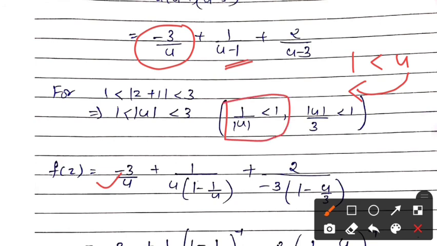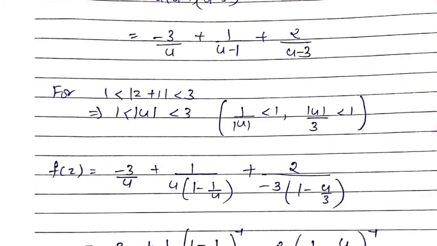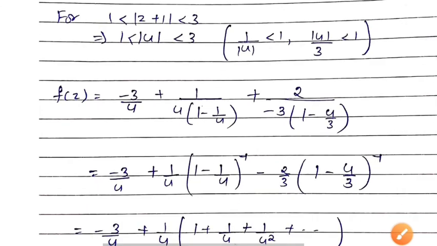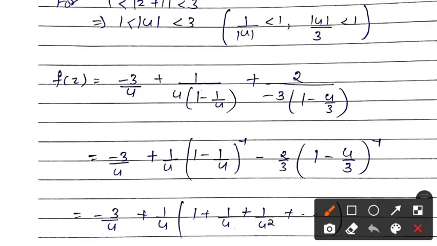Similarly, next part I will do is for 3. Mod u is less than 3. I have to set this as less than 1, so I have to take this in the denominator of u. So you get mod u by 3 less than 1. Okay, so the same thing I will set over here. Here I have to set 1 upon 1 minus u. So I have to take u common here. If I take u common, then I get 1 minus 1 upon u.